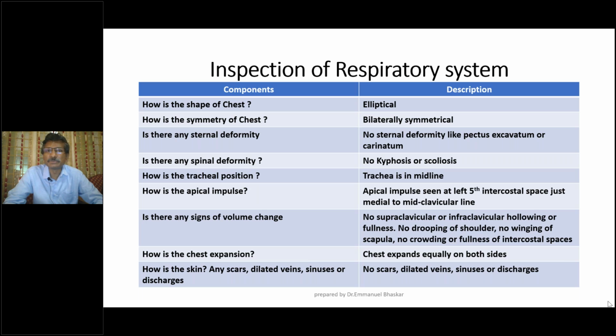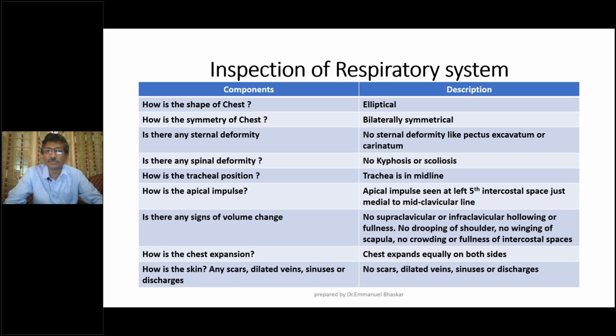So that is tracheal position. Then you will tell about the apical impulse. You will just mention where the apical impulse is seen. Generally, when the history is focused more on the respiratory system and you are following the template for inspection of the respiratory system, you need not elaborate about hyperdynamic apex and all those things. It's enough if you tell the location of the apex alone.